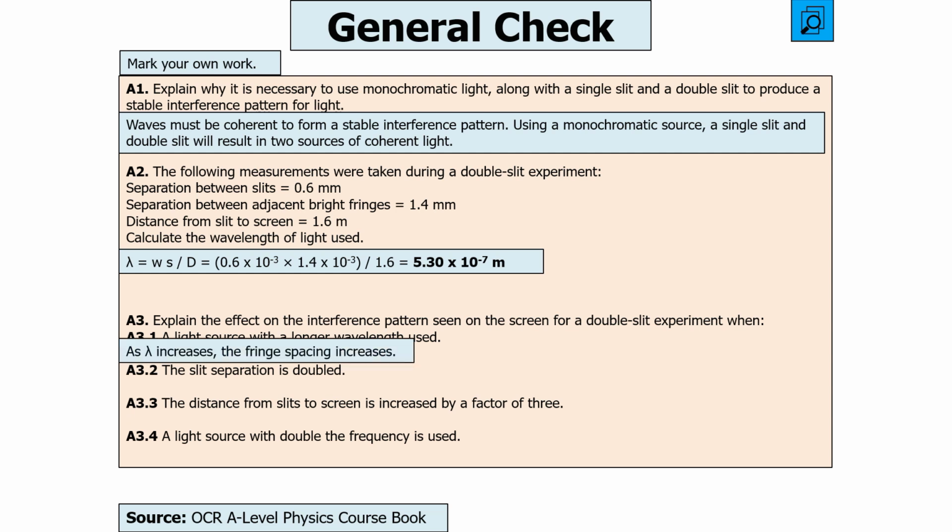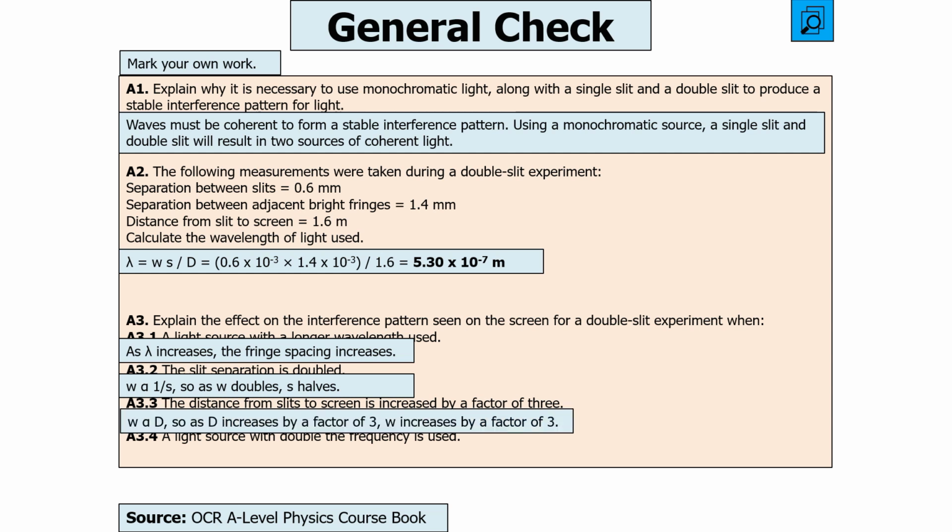Well, that tells us that as the wavelength increases, the fringe spacing will increase. If the slit separation was doubled, we can therefore see that S will halve. You can see straight away, because it's an inversely proportional relationship. Again, we know that W is directly proportional to D from the equation, so as D increases by a factor of 3, W will also increase by a factor of 3.